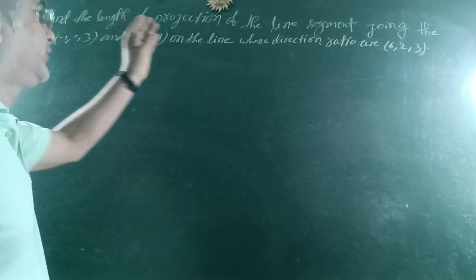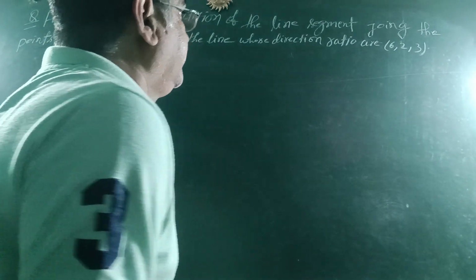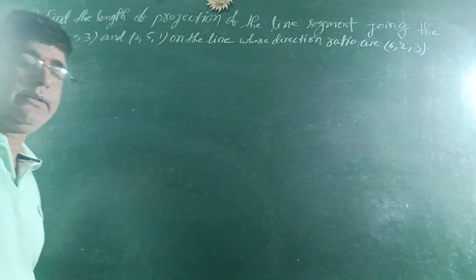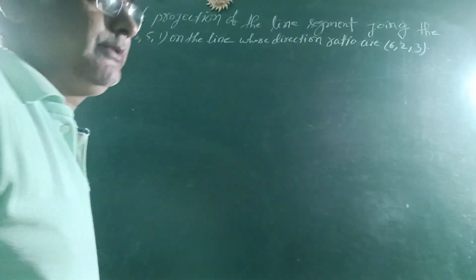Find the length of the projection of the line segment joining the points this and this on the line whose direction ratios are 6, 2, 3.